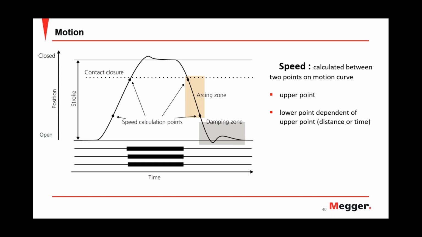The lower point criteria vary depending on the constructive type of the circuit breaker, and the Kaba beam software analyzer allows you to select a different criteria for the second point from a number of options.